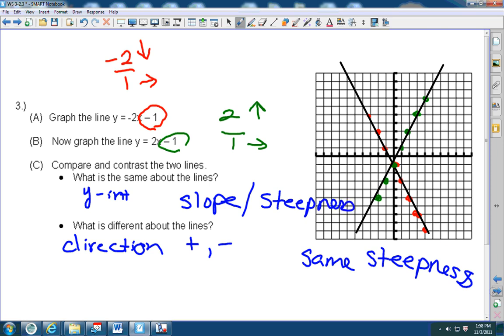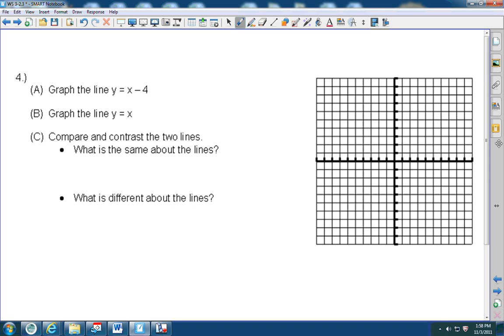Next, here's the next one. Let's graph this line. I have x minus 4, so I'm going to go 1, 2, 3, 4. Put a dot right there. Now what is my slope in this problem? Slope is the number in front of x. It is a 1, 1 over 1. Since it is positive, it tells you to go up 1 and to the right 1. So I'll start here, up 1 to the right 1, put a dot.